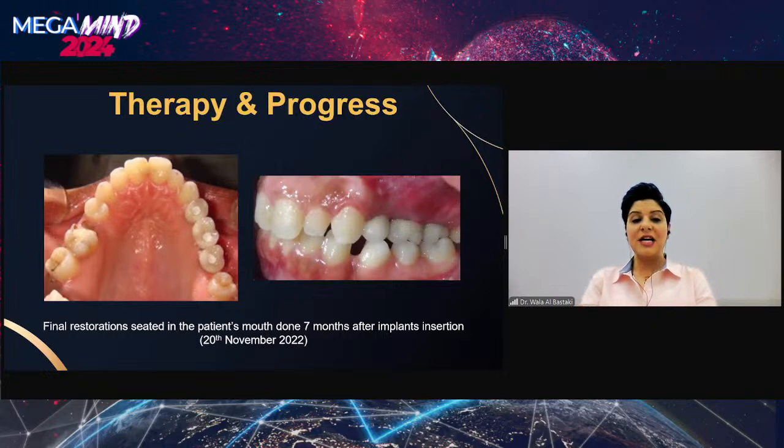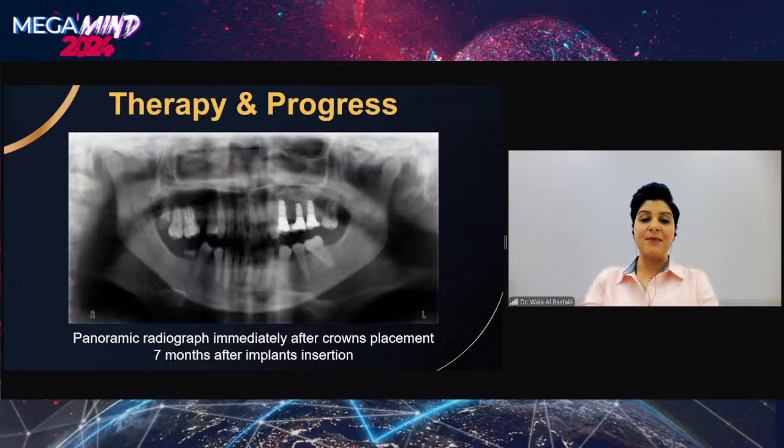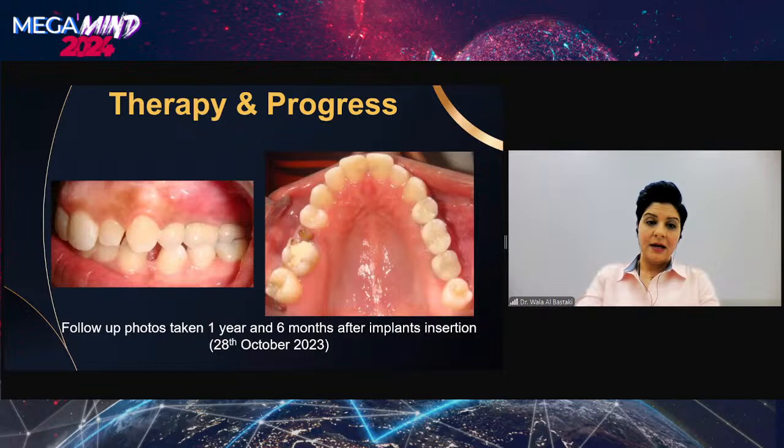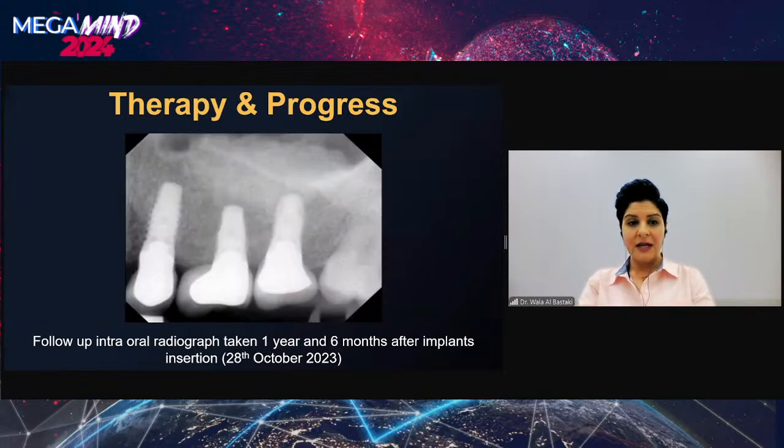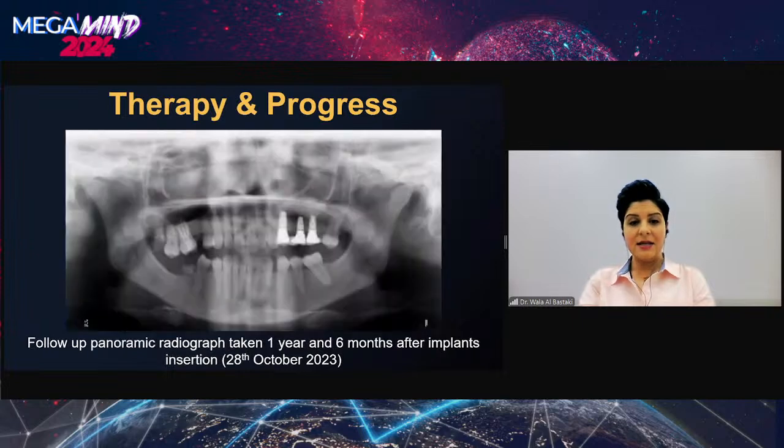This is the final restoration seated in the patient's mouth, done 7 months after implant insertion on 20th of November 2022. And this is the panoramic radiograph taken on the same day. After that, the follow-up photo taken 1 year and 6 months after implant insertion. Everything looks amazing and healthy. This is the intraoral radiograph, also taken on the same day of the follow-up. And this is the panoramic radiograph.